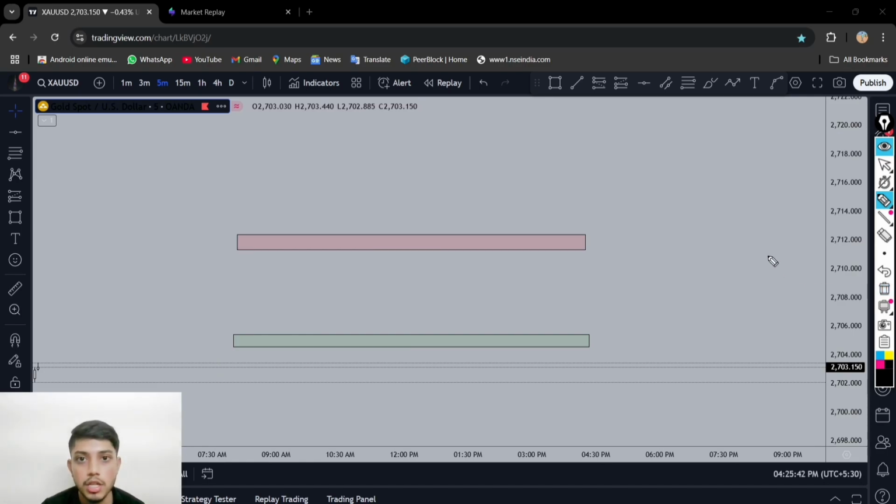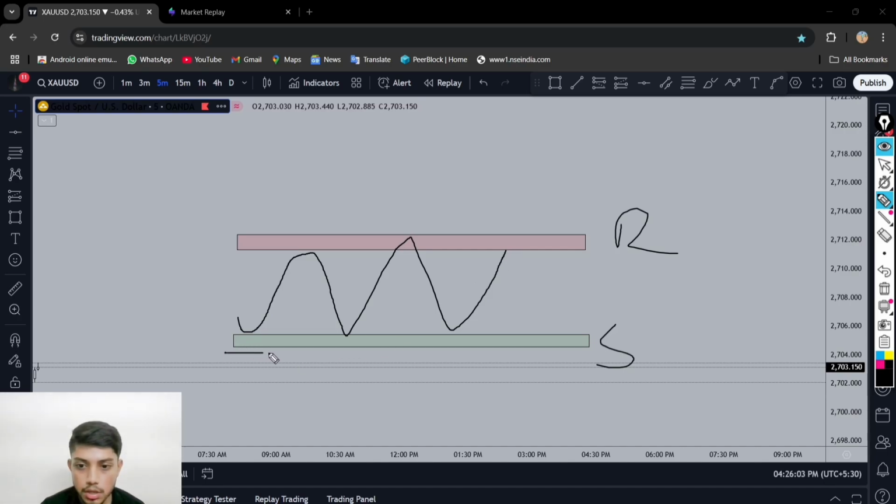The second concept is liquidity. Basically, what is liquidity? Liquidity is a point where the buyers and sellers are activating at the same point. Now, this is a resistance, this is a support. Market is moving from here, up and down, up and down. But there is no liquidity here, there is no volume here, because in the support, the buyers are getting activated, and in the resistance, the sellers are getting activated. They both are not getting activated at the same time.